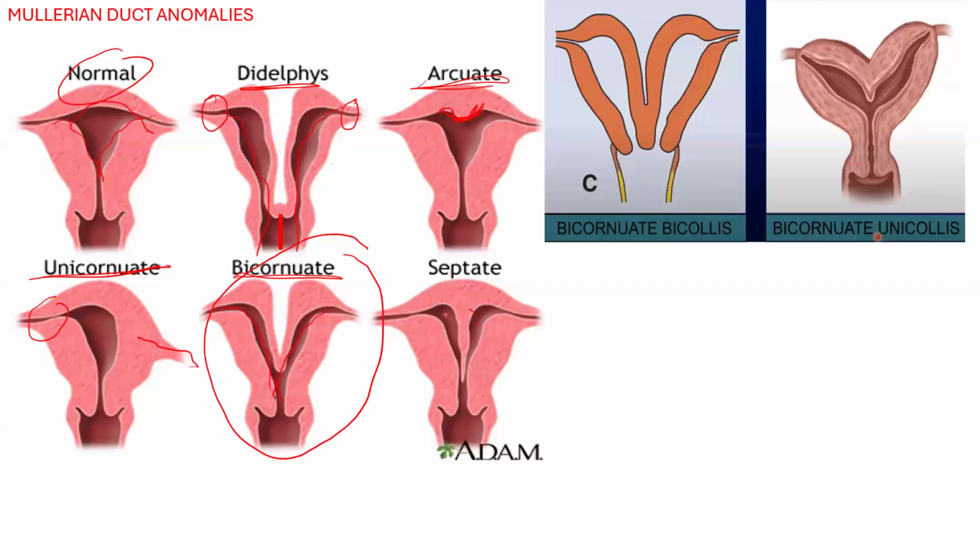Then this one, remember what we said? That the uterine septum has to degrade, has to involute. So if it does not, you have the septate uterus.